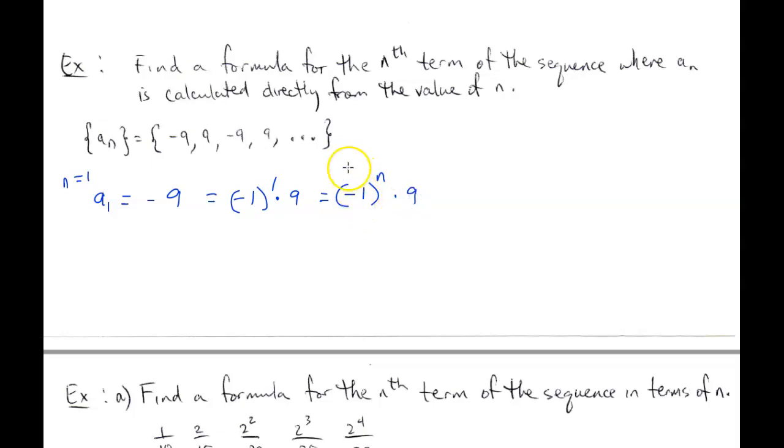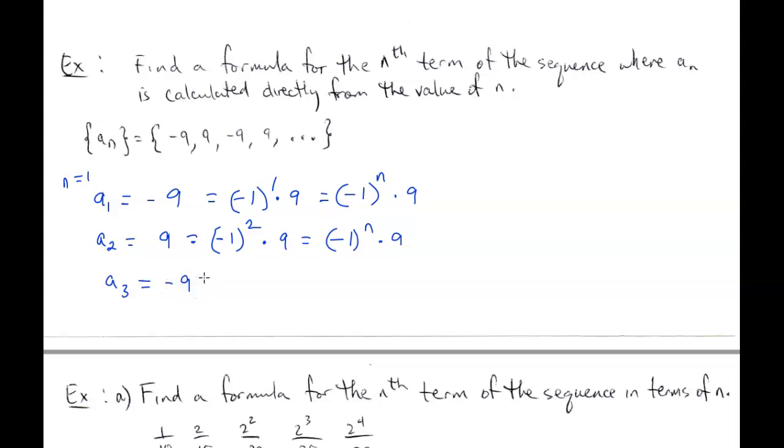And hopefully, when we list out a couple more of these numbers here, we'll be able to get the same pattern. So we have a sub 2, which is going to be a positive 9, which will be negative 1 raised to the positive 2. We know negative 1 raised to an even number is always positive. Multiply that times 9. And we see here that we can also rewrite this as negative 1 raised to the n times 9. So let's do it with a sub 3.